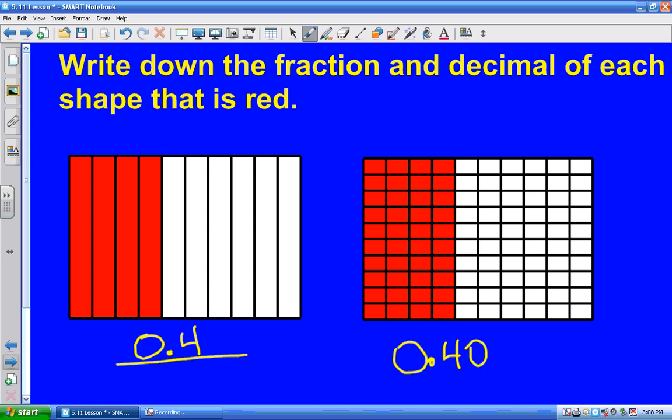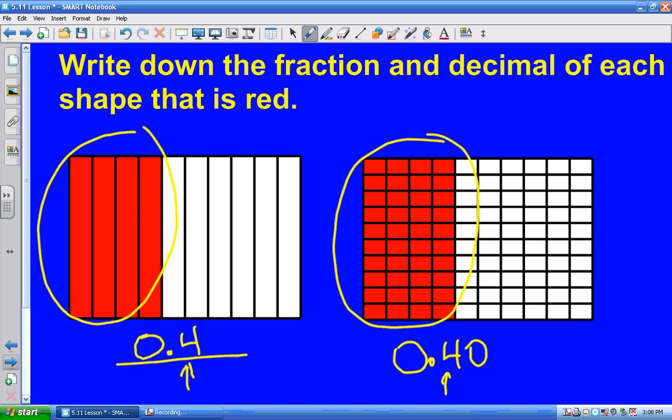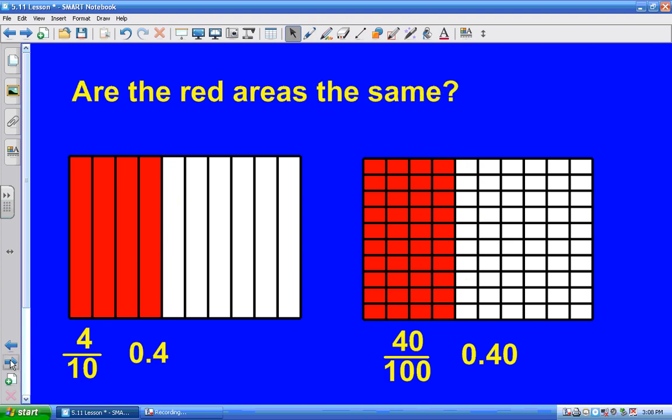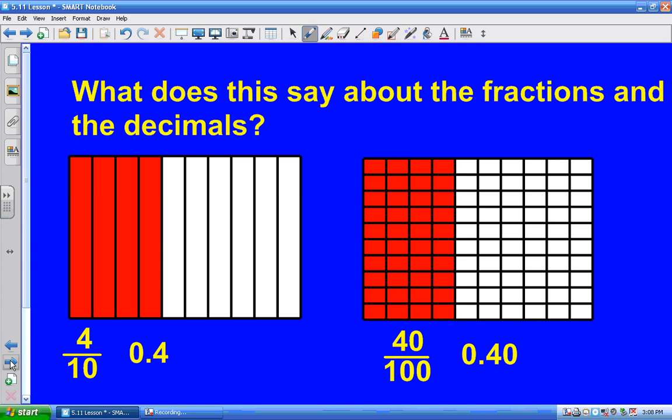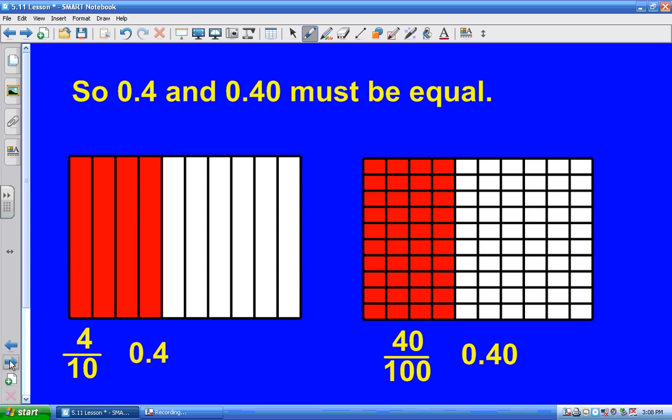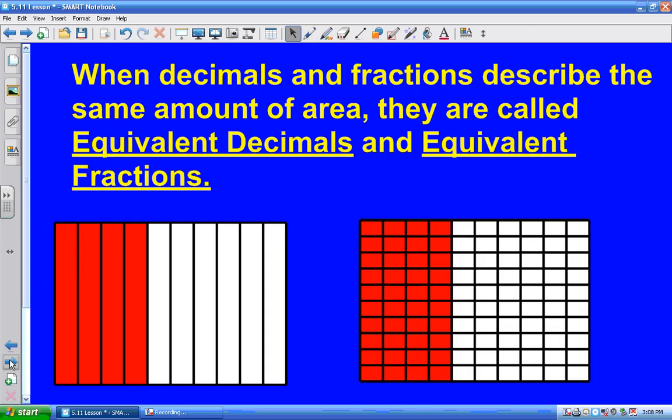Do you notice they both have 4 in the first place, in each case, don't they? Now this one has a 0, but the reality is, it's really not shading any more in, is it? There's the same amount shaded on the right as there is shaded on the left. So these two here have to be equal. And then you can see exactly what I did right there. So are the red areas the same? Yes, they are. So what does it say with the fractions and the decimals? They have to be equal. All right, so going on to the next one.